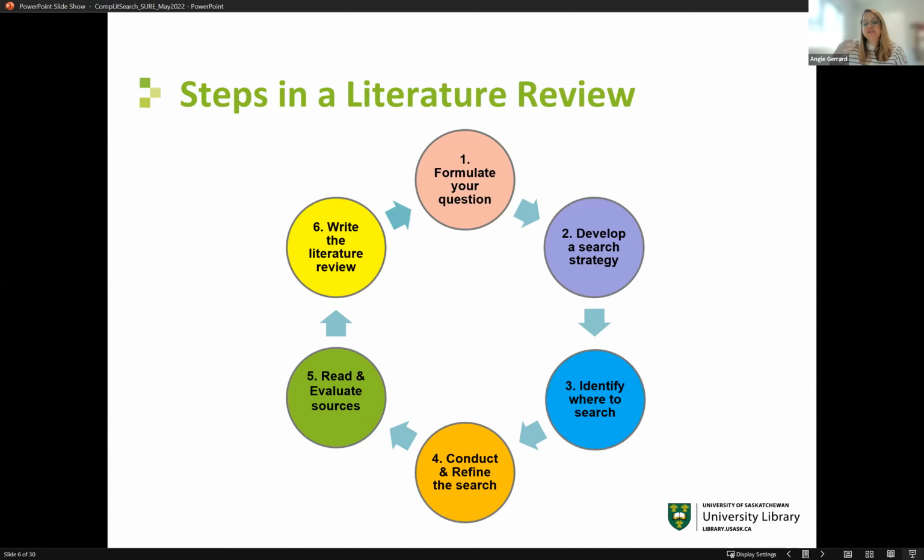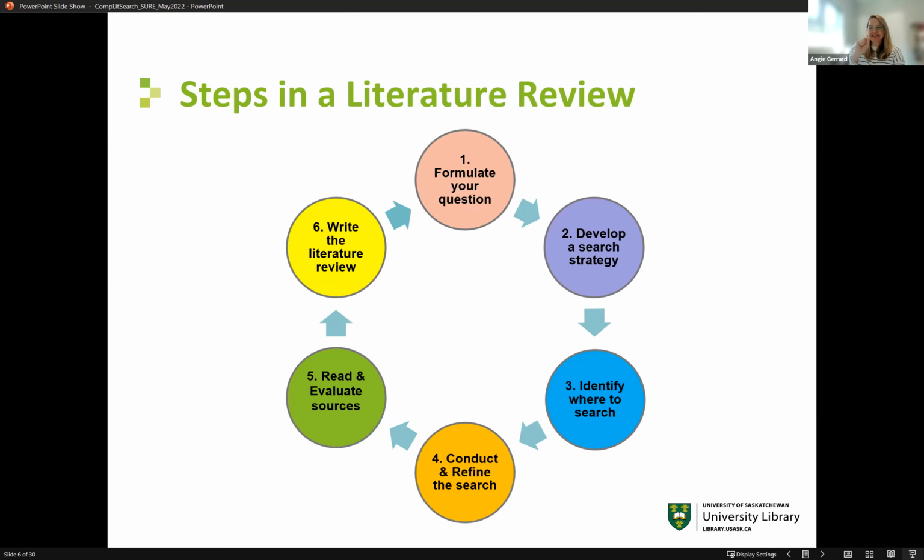So it's the idea of formulating your question, or what are you doing your research on? What's your topic? What's your research question? You're then going to develop a search strategy in terms of, how is the best strategic way of finding literature to address that particular question? Where do you search? And then actually conducting the search and refining the search, and looking in different sources, and then reading and evaluating your sources on different levels, and then writing the review. Now that sounds really easy and simplistic, and it's not.